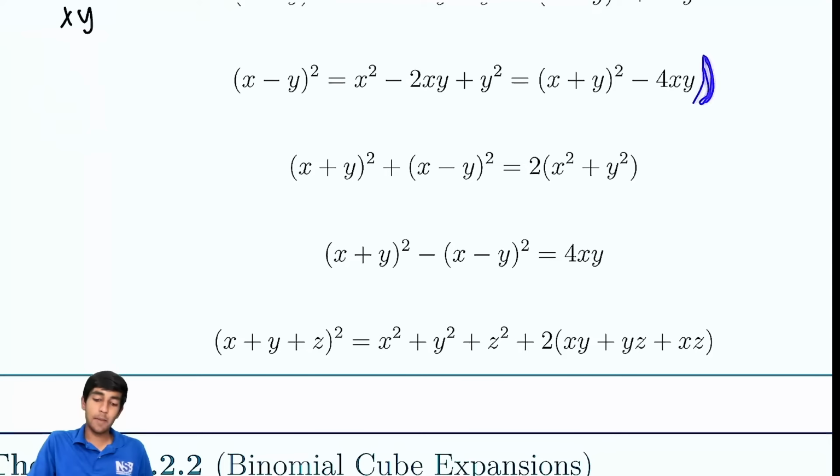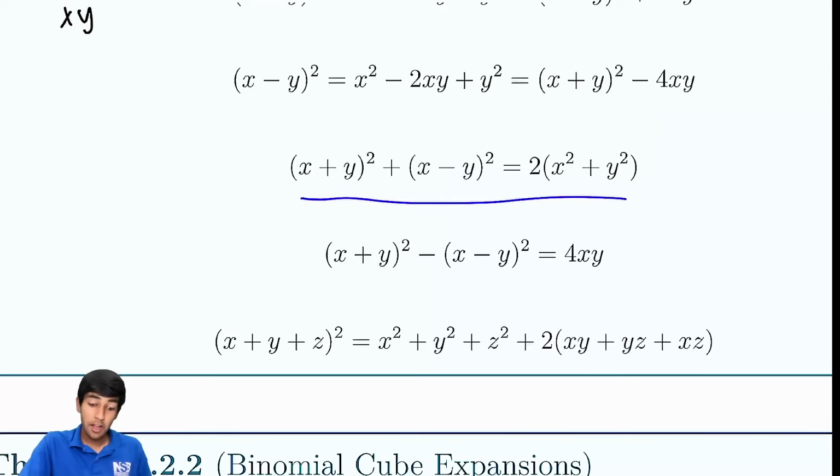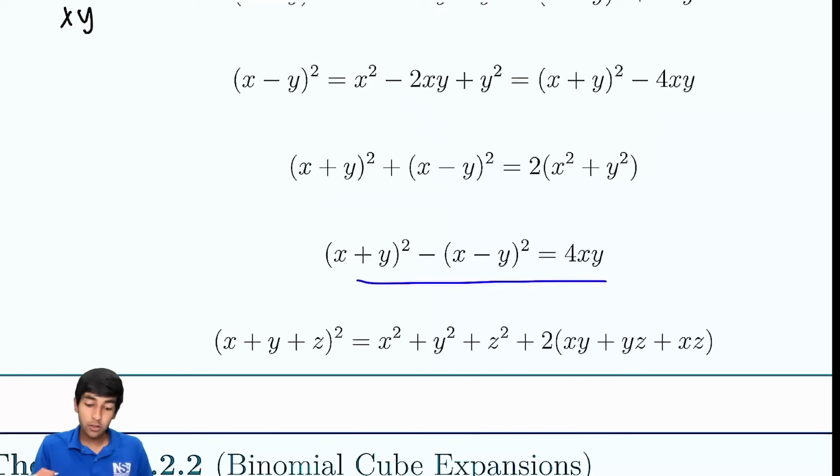This is basically the same thing using this factorization here. And yeah, these are just some alternative variations of this where you add them together. The two xy's cancel. That's sometimes useful. When you subtract them, the x^2 and the y^2 cancel. And then we have this factorization here, which is (x + y + z)^2 = x^2 + y^2 + z^2 + 2(xy + yz + xz).